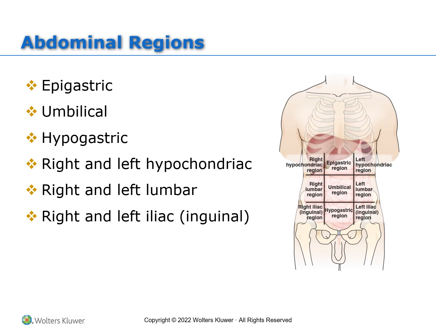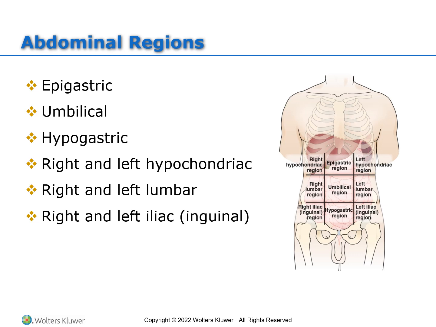Then we have those 9 abdominal regions we talk about. The epigastric, which is the area just above the belly. The umbilical, that is the region right around the umbilicus, and that is also your intersection, remember, for the 4 quadrants. The hypogastric region, the area just below the belly.